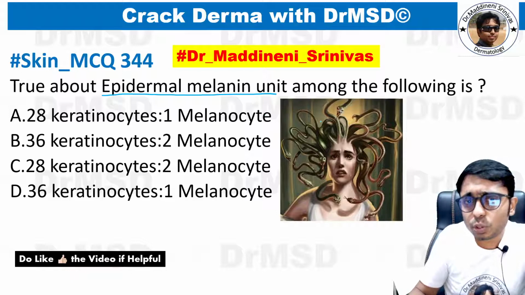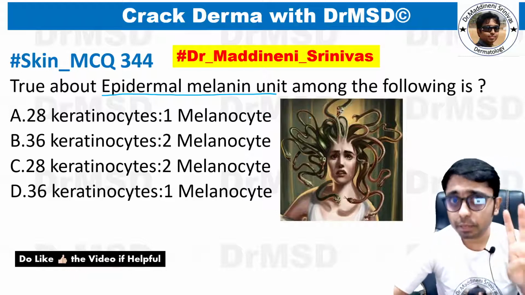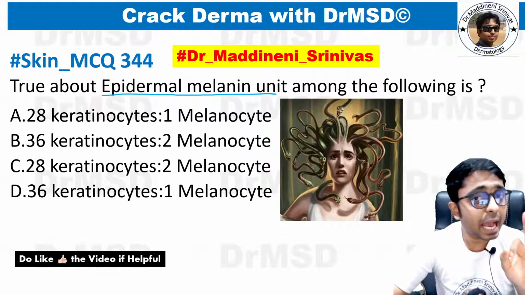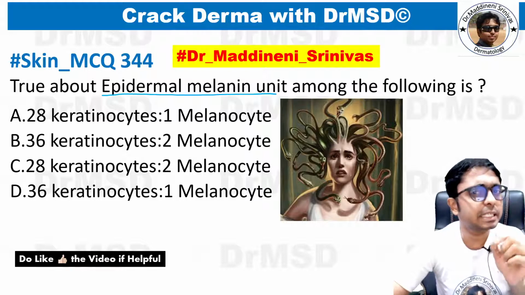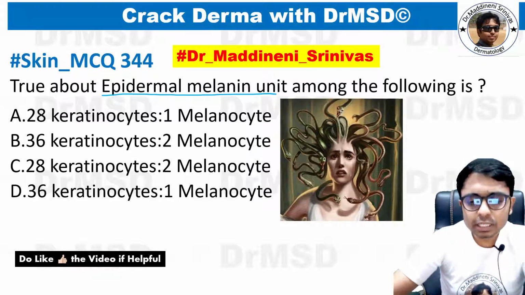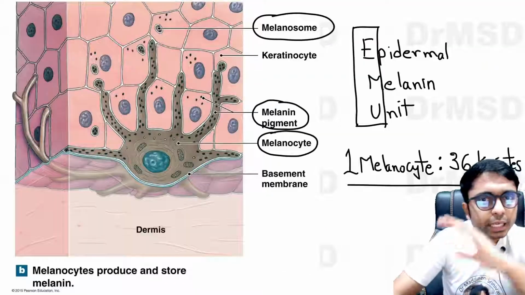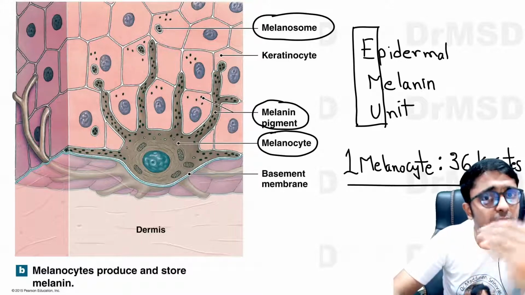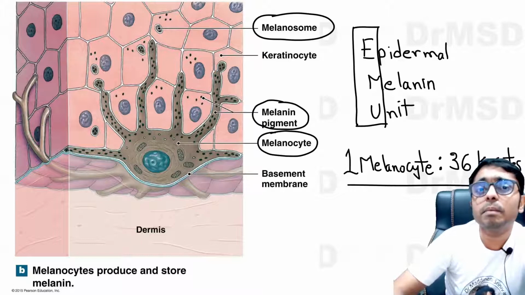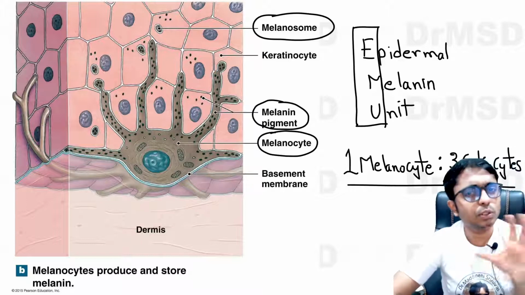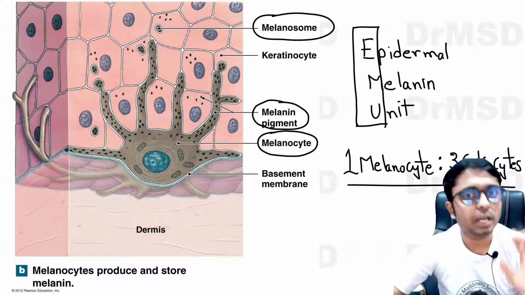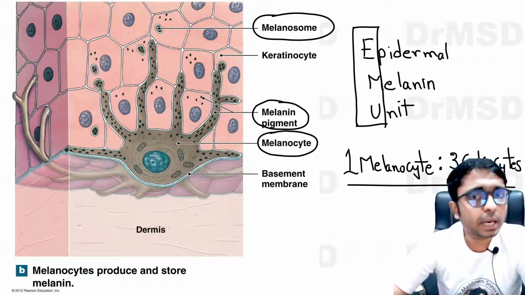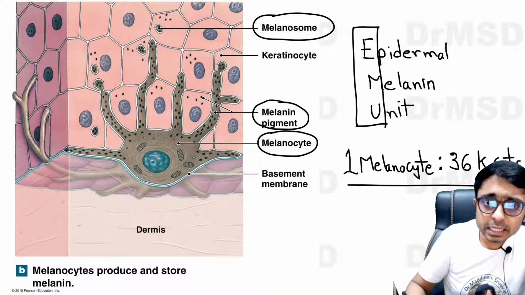So first of all, you should know that melanocytes are present in the stratum basale, and they have dendritic processes. So these are basically dendritic cells. And what is the basic function of a melanocyte? Melanocytes have melanosomes, and these organelles in turn will make melanin pigment from tyrosine, as you have read in your biochemistry.